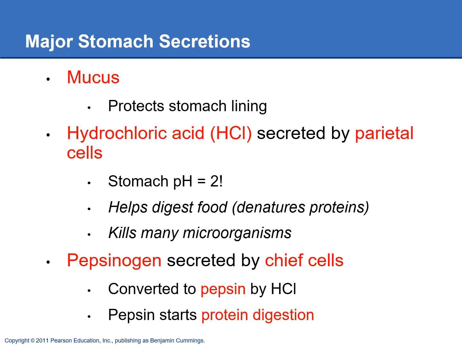Pepsinogen is also secreted, and that's coming from the chief cells. Pepsinogen is inactive, but then it will be converted to the active form pepsin when it comes into contact with the stomach acid. And pepsin is going to start the protein digestion and start breaking the protein into smaller pieces.